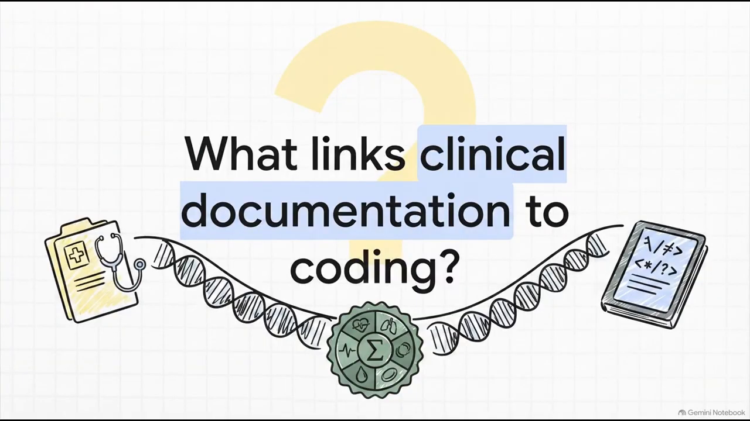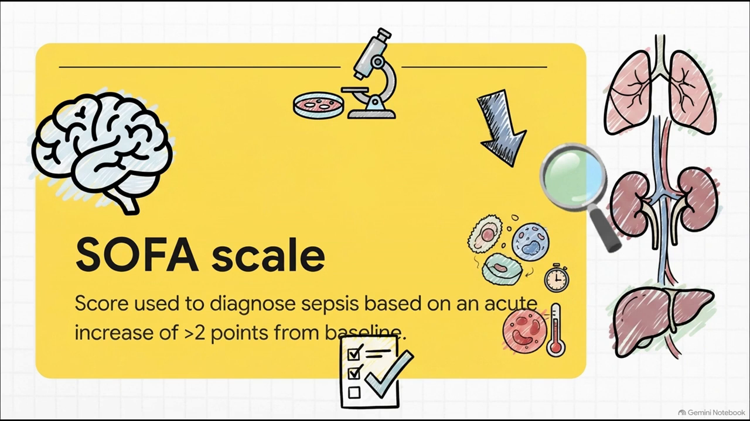When we review complex patient charts, we really can't just rely on vague clinical impressions. So what actually links Sepsis 3 clinical criteria directly to coding integrity? How do we bridge that gap between a physician's working diagnosis and bulletproof compliance? Well, the answer lies in a universally recognized scoring system. And that system is the SOFA scale, the Sequential Organ Failure Assessment. This is literally the objective measurement backbone used to evaluate and diagnose Sepsis 3 based on an acute increase of 2 or more points from the patient's baseline.